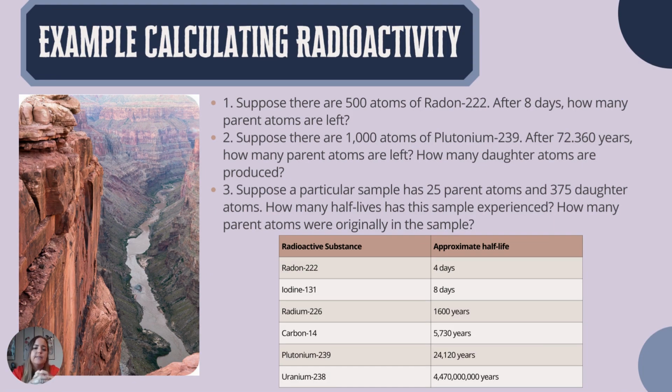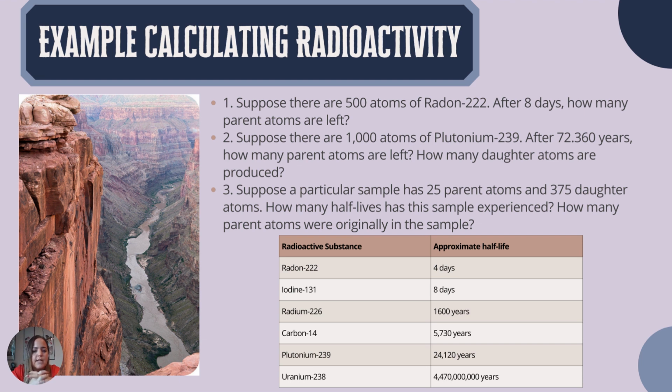All right, so here are some examples of calculating radioactivity. We're given all of these different things. Suppose there are 500 atoms of radon-222. We have a chart down here that tells you the half-life for whatever radioactive substance we're talking about. After 8 days, how many parent atoms are left? So you can run that calculation. I'll give you the answers on the next slide.